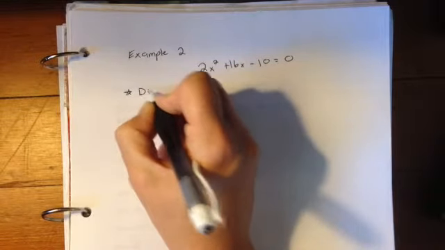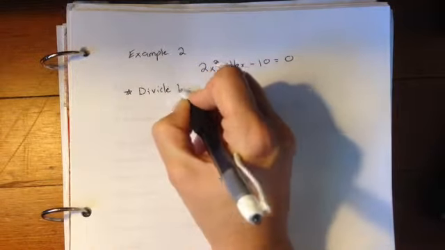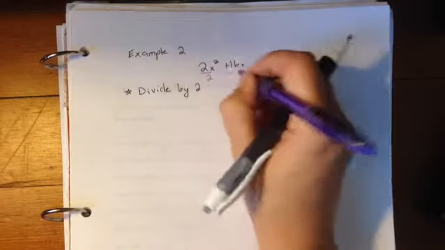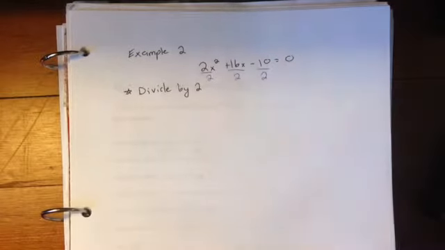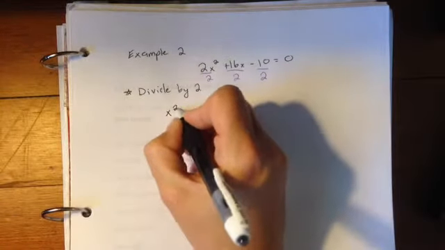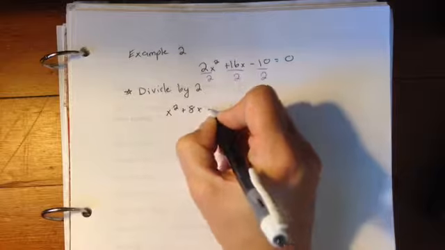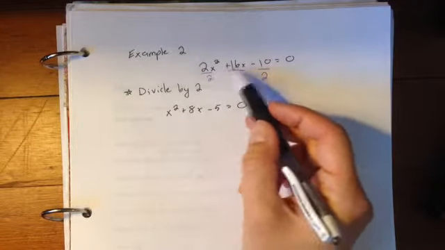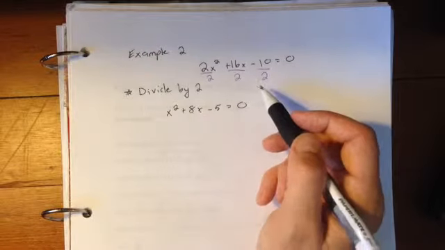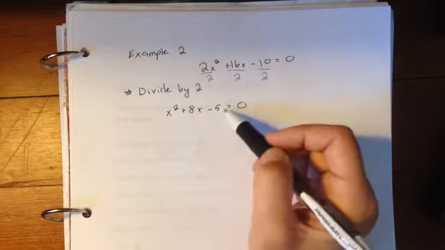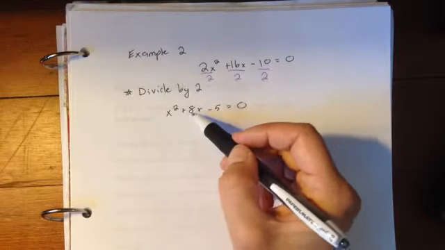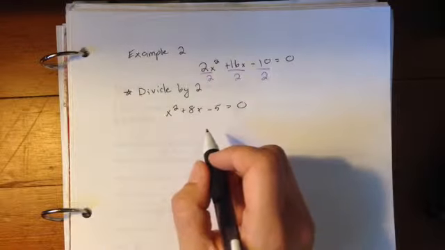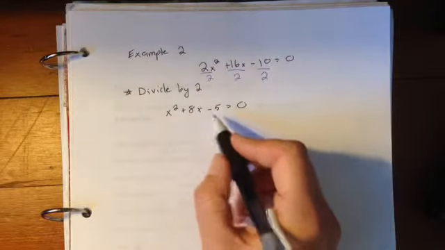So we're going to divide by 2. So I'll divide all my terms by 2, which leaves me with x squared plus 8x minus 5 equals 0. Now I chose numbers that would divide by 2 nicely. It's possible that you'll get an equation where you'll have a decimal here as one of these two numbers, and that's okay. It's still just a number, and you can still use the method of completing the square.